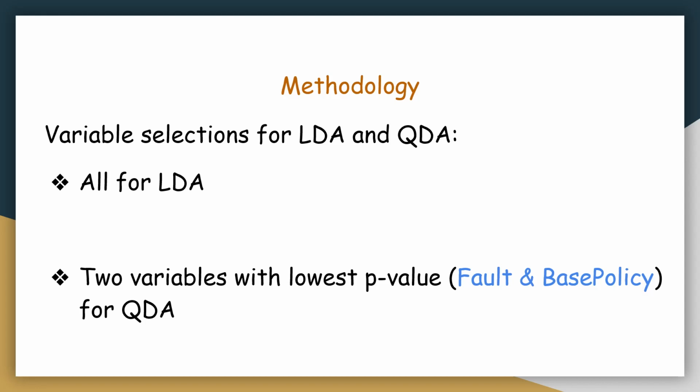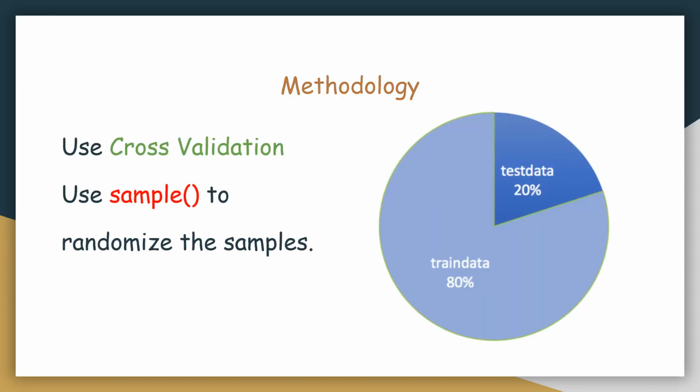If too many variables are used in the model, it will cause an inaccurate result. Due to the further selection, only 2 variables with the lowest p-values are chosen to fit in the QDA model, which are fault and base policy. It is suggested to use cross validation for our project.